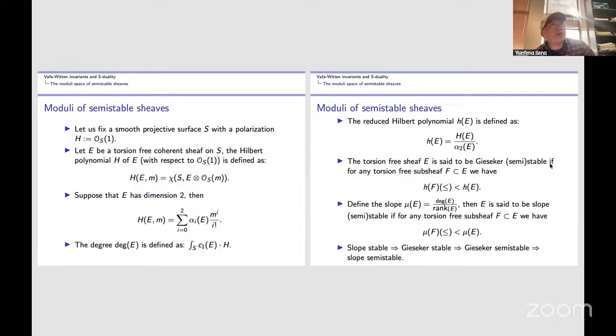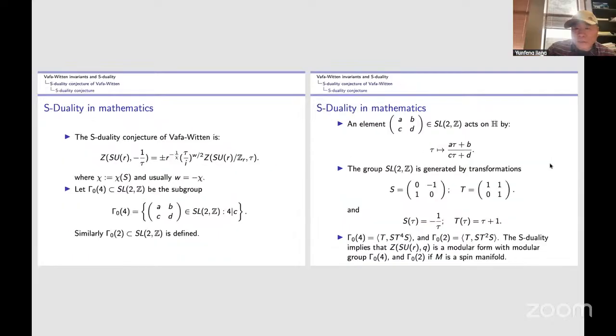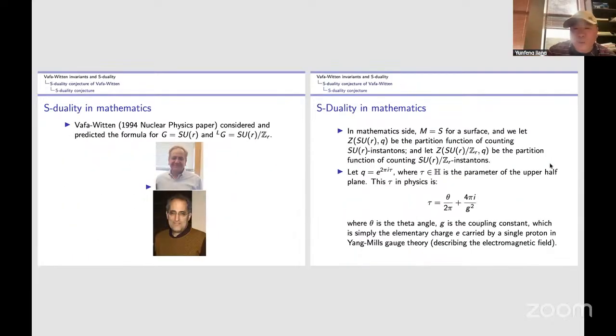So recently, around 2017 or 2018, Tanaka and Thomas, Richard Thomas, found the correct definition for this S-duality invariant called the Vafa-Witten invariant. So I will review what that is in mathematics. They defined the left side, what I mentioned here, the Z_{SU(R)}. What's that in a mathematical sense?